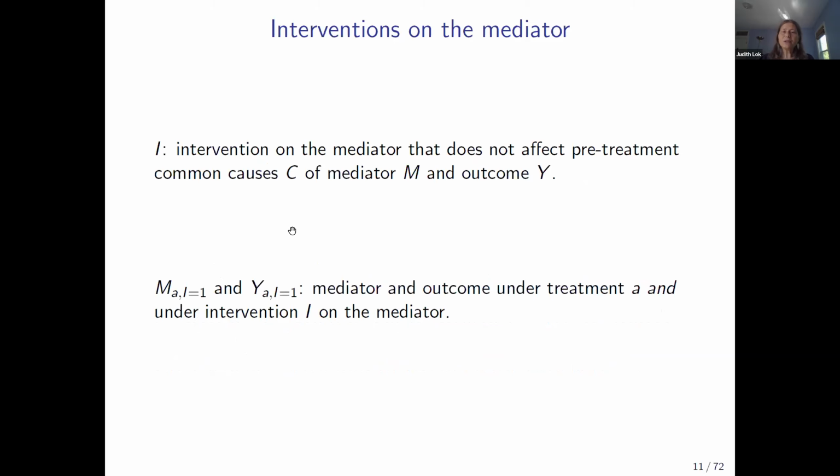So an intervention-based approach obviously needs interventions. So what types of interventions? In this talk, it will be an intervention on the mediator that does not affect pre-treatment common causes C of the mediator M and the outcome Y. Then we will talk about outcomes under treatment combined with this intervention I, and that will be I is equal to 1, and outcomes under treatment A combined with the intervention I. These are the mediator and outcome under treatment A and under intervention I on the mediator.